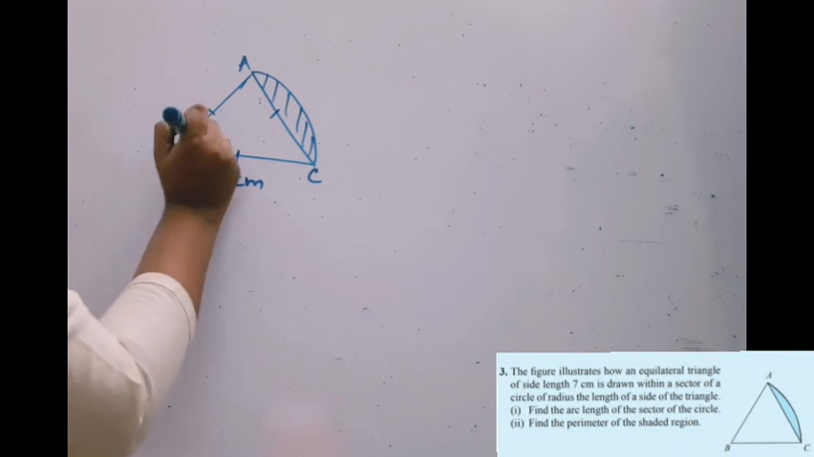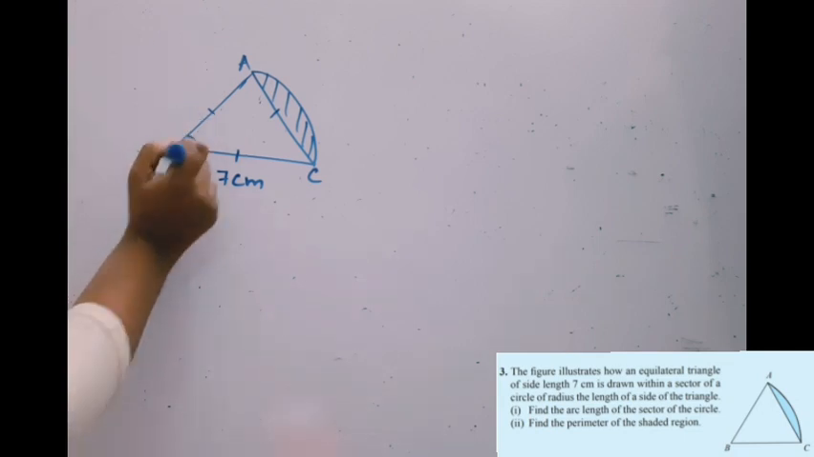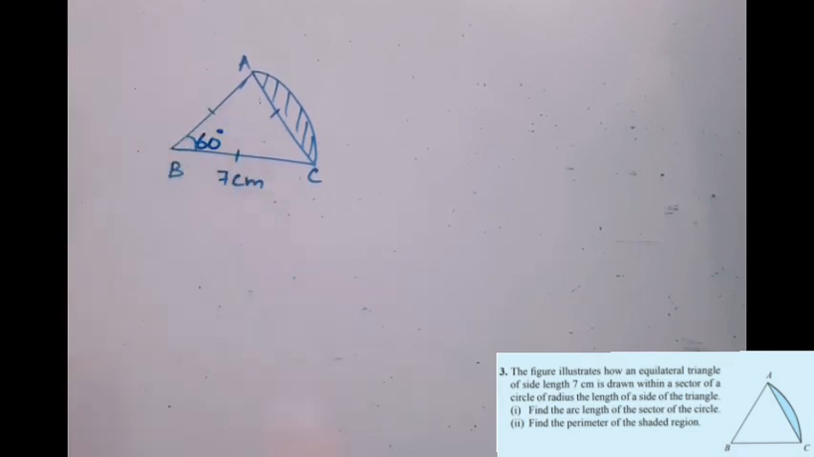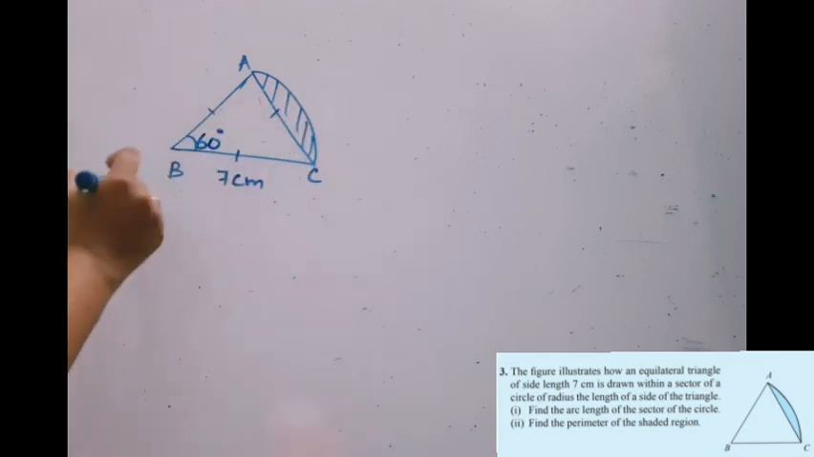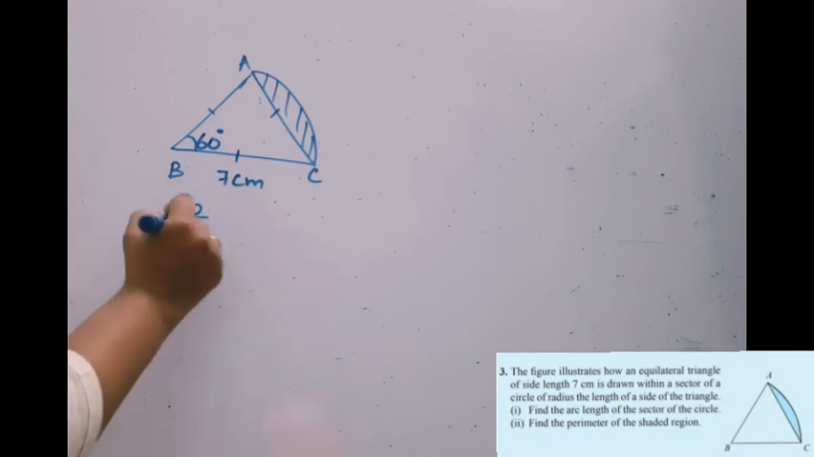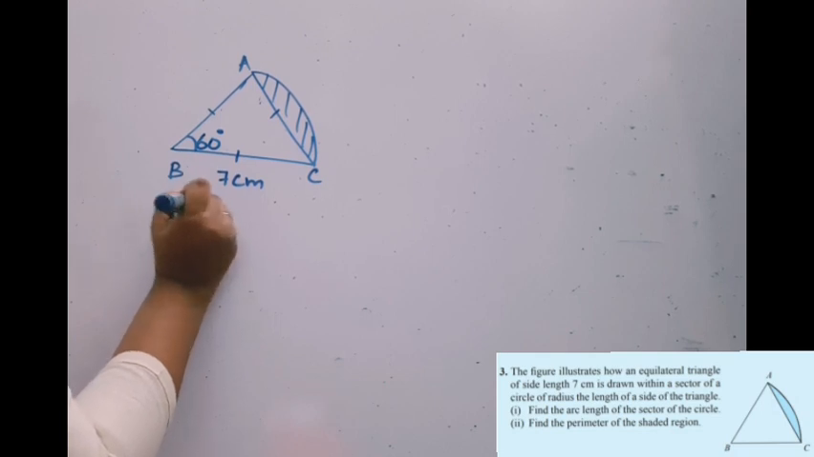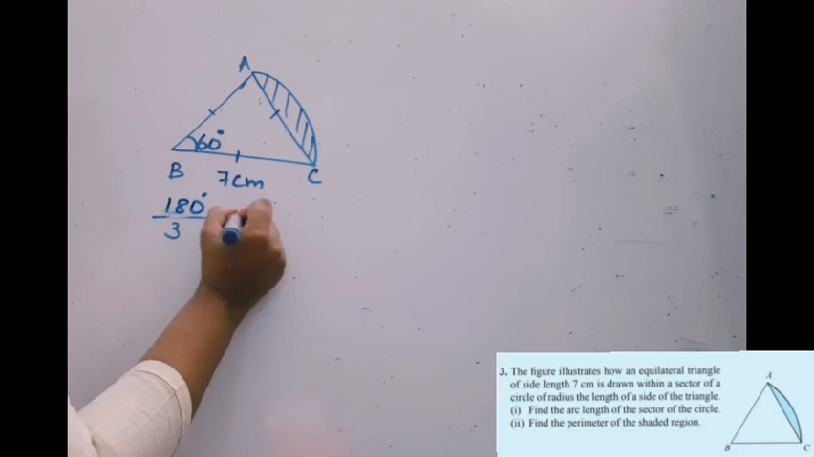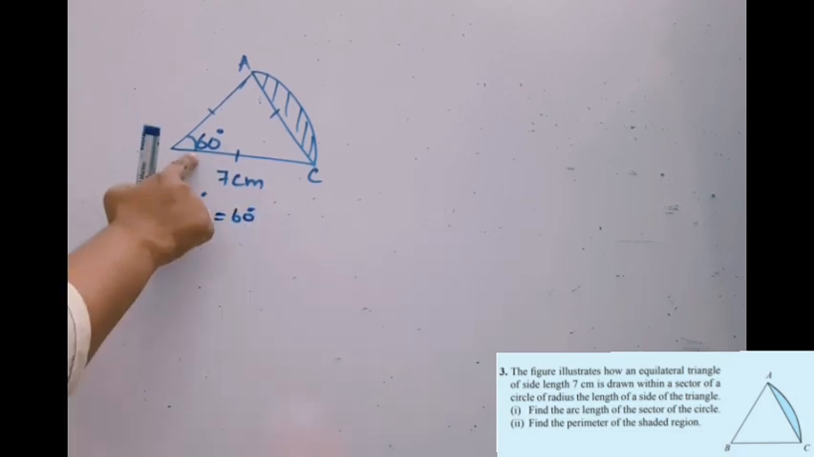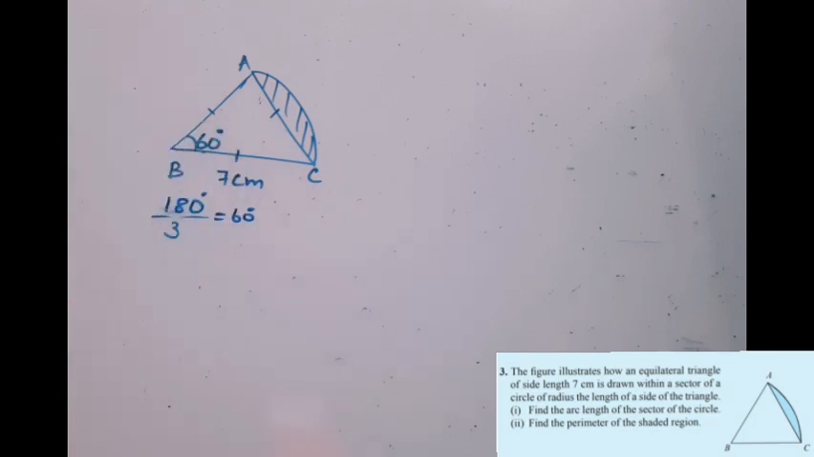Okay, so the magnitude of one interior angle is going to be 60 degrees. Why is that? Because this is an equilateral triangle. The sum of interior angles of a triangle is 180 degrees, divided by 3, is going to be 60 degrees. So that's why the angle at the center of this sector of this circle is going to be 60 degrees.